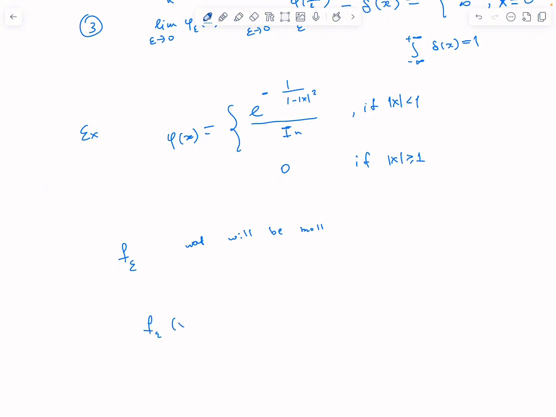f epsilon of x is equal to the convolution of f with phi epsilon. We take phi epsilon as before, in x, which is the integral of f of y times phi epsilon of x minus y dy in R^n. So if we have a function f, we can use this formula to make the right mollifier of this function.